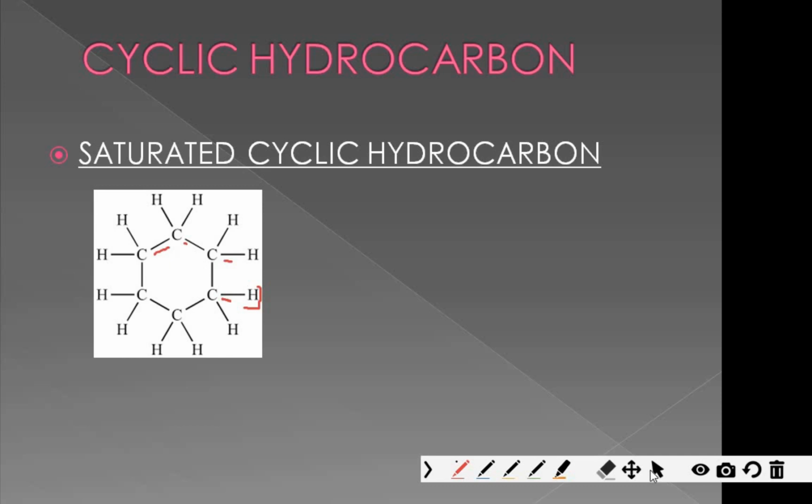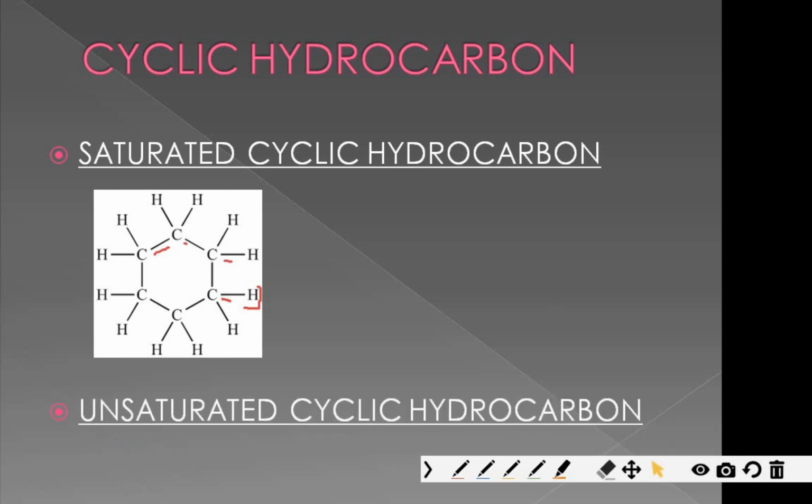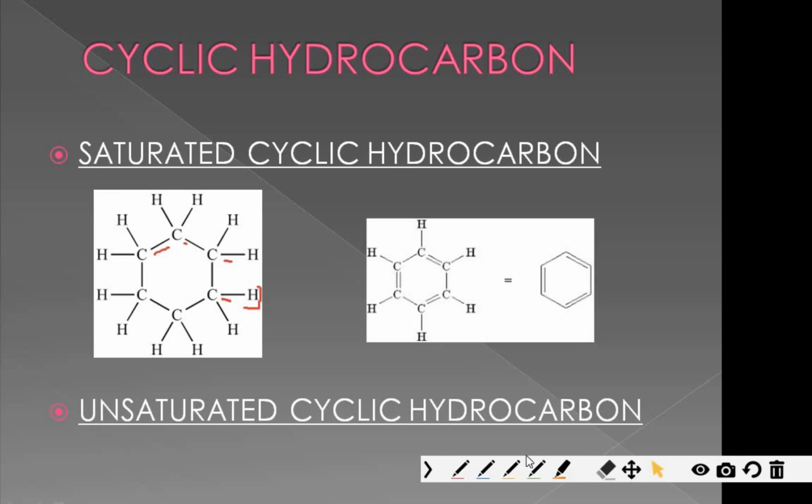Okay. The next type of cyclic hydrocarbon is unsaturated cyclic hydrocarbon. In a similar way, it will have multiple bonds. This is benzene. Okay, there we have double bonds as well as single bonds. This is an unsaturated cyclic hydrocarbon. This is benzene. It is a very important compound that will be required in your higher classes.